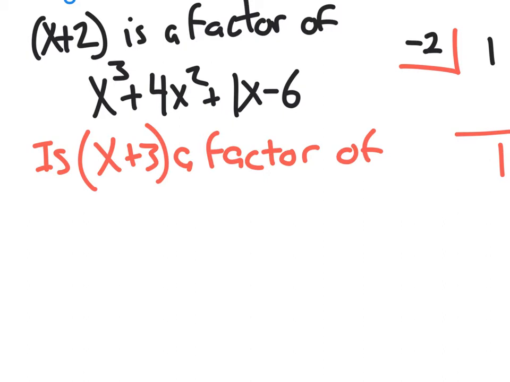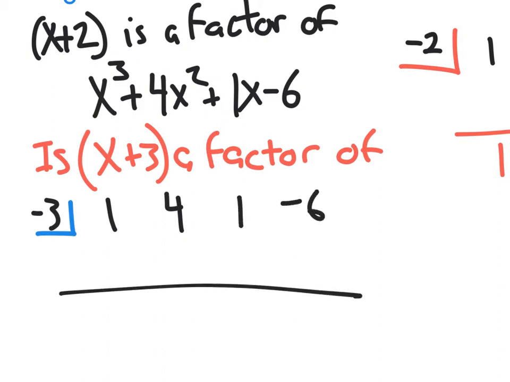Synthetic division. So what would we plug in? Negative 3. And what are our coefficients? 1, 4, 1, negative 6. Okay? So as you come down, you add. 1 plus nothing is 1. As you go up, you multiply. Negative 3 times 1 is negative 3. As you go down, you combine. 4 take away 3, 1.